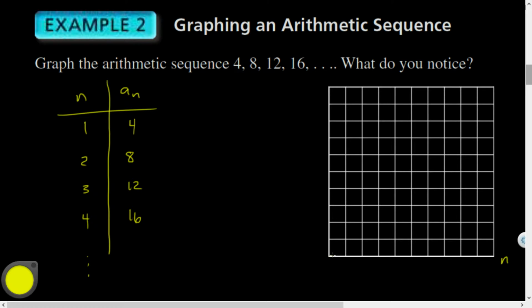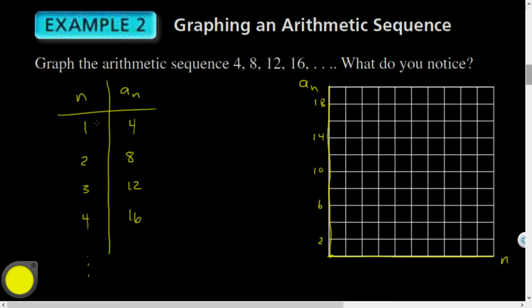So I'm going to have my n-axis here, and my y-axis is going to represent a sub n. And so let's plot these points. And just like we plotted before, over 1, up 4. Oh dear, wait, I've got to go at least up to 16. I'm going to run out of space. Maybe I should change my scale. Let me count by 2s, perhaps. So 2, 4, 6, 8, 10, 12, 14, 16, 18. There we go. All right.